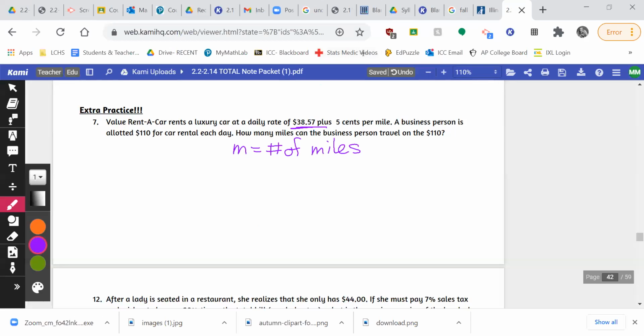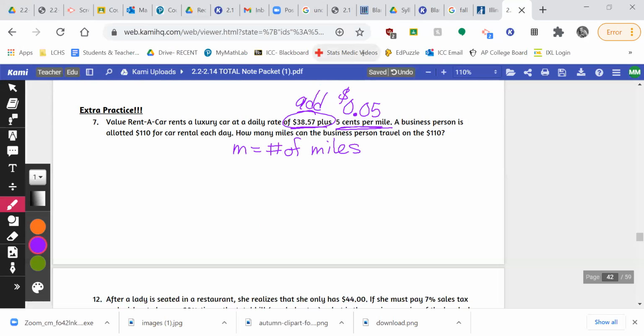We also know that there's a base cost. This is something that's just added to the overall cost of $38.57. Plus there's a fee per mile. And 5 cents is written in dollars and cents, so I'm going to change this to 0.05 because we want to have it in the same units.